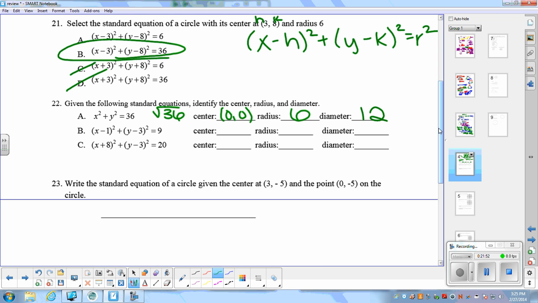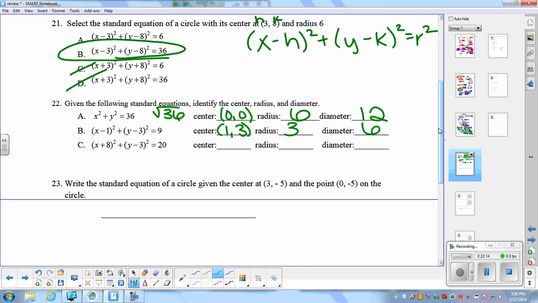Next, for part B, since we have x minus 1 and then y minus 3, we know h and k are both positive. So that's the point 1, 3. Our radius is the square root of 9, which is 3. And then 2 times 3 is 6.